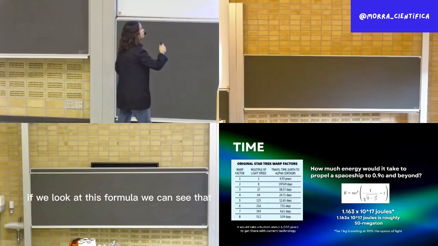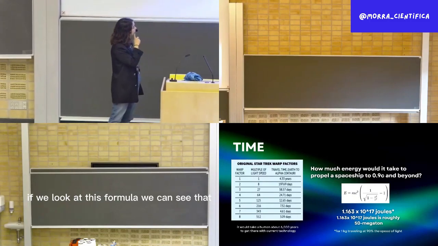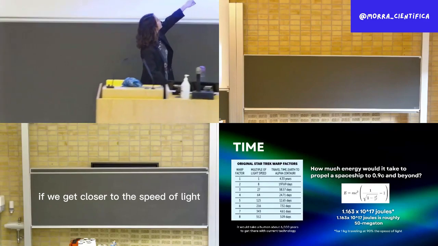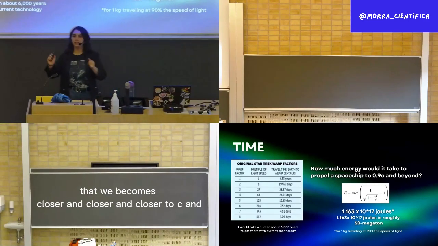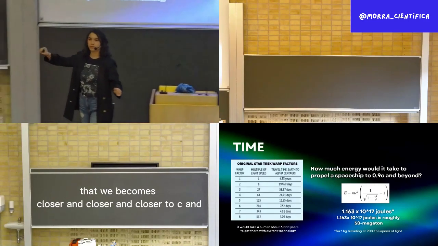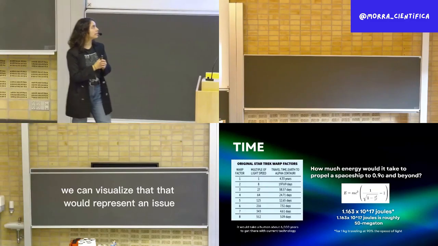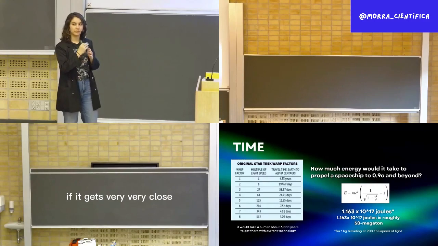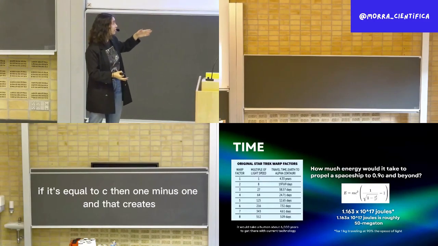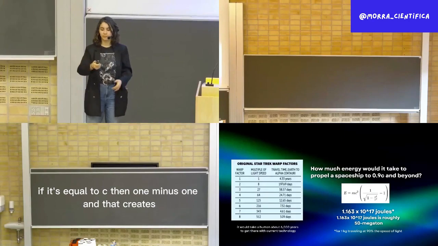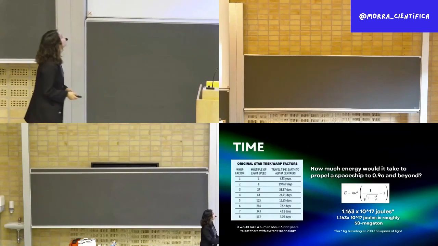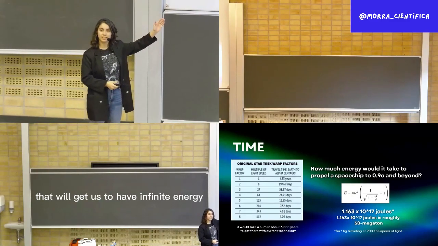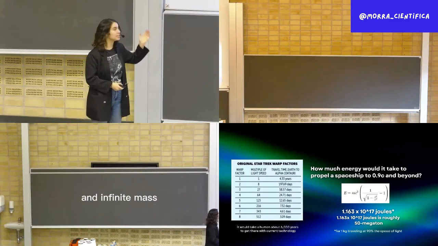If we look at this formula, we can see that as we get closer to the speed of light, v becomes closer and closer to c, and we can visualize that this would represent an issue if it gets very, very close. If v is equal to c, then we get 1 minus 1, and that will give us infinite energy and infinite mass.